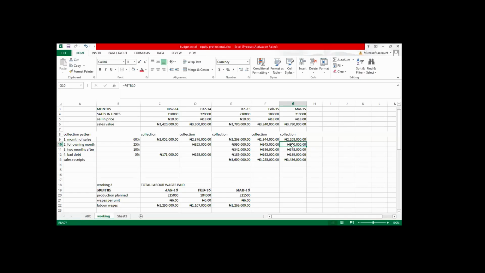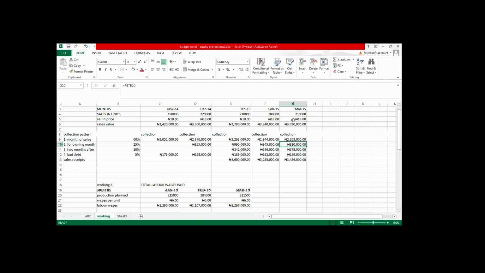Then 2 months later, you are going to collect 10% of February sales. What is the 10%? 324,000, sir. You are going to collect it 2 months after. 2 months after February, we take it to when? April. They are not doing April budget. You forget about that.